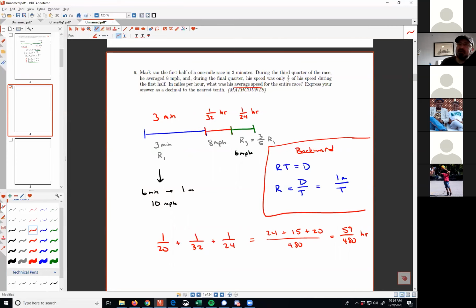That is the fraction of an hour it took to run the mile. So now what do we do? You put the value of the time in the formula. So you get 1 mile divided by 59 over 480. Okay, and it asks us to express our answer as a decimal to the nearest tenth.